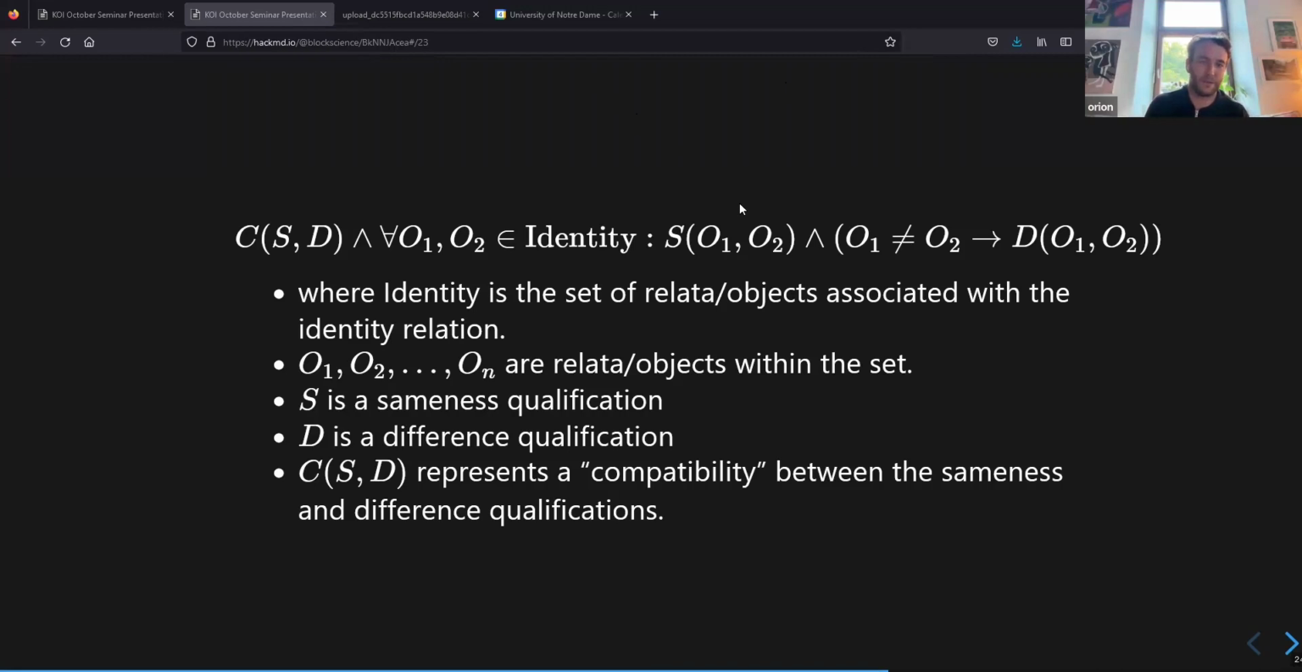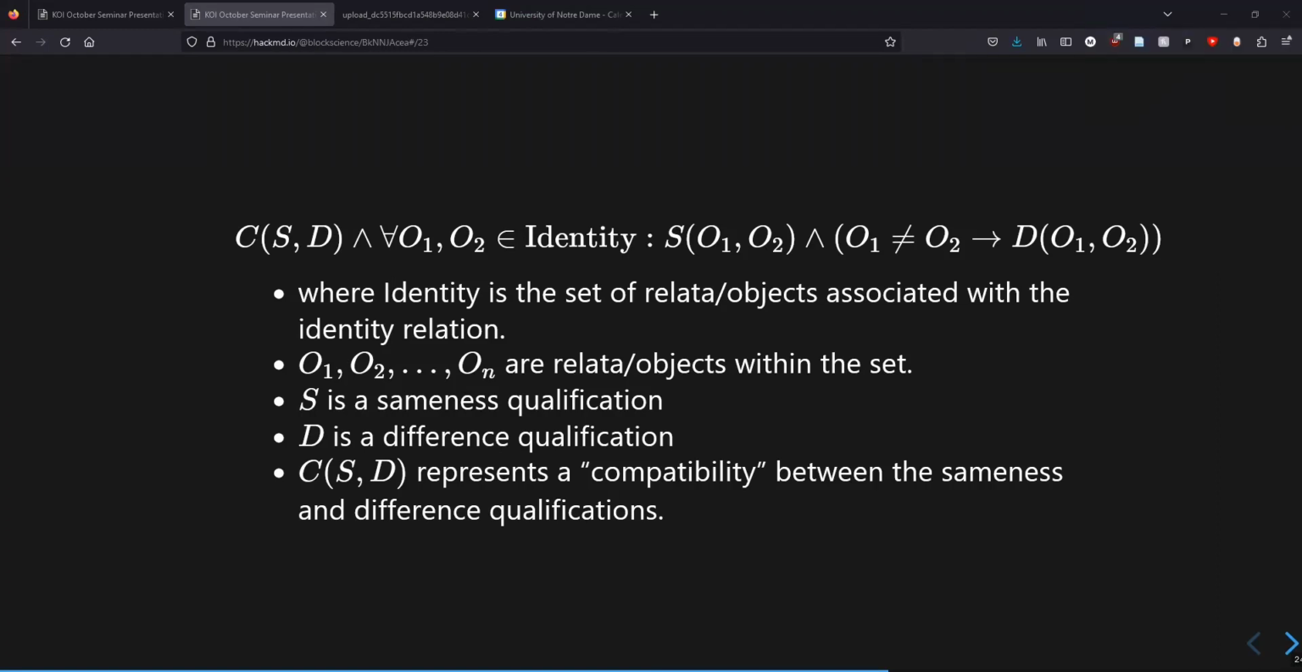However, if A and B have one sameness qualification and B and C have that same sameness qualification, but the difference qualification is different, there's a lot of redundancy in these words, I feel like, then it doesn't necessarily follow that A and C are equivalent, because the difference on one side might violate the sameness on the other. I think this would be easier to articulate visually, but hopefully that points to your question. I have a thought. Yeah, that makes sense, I think.